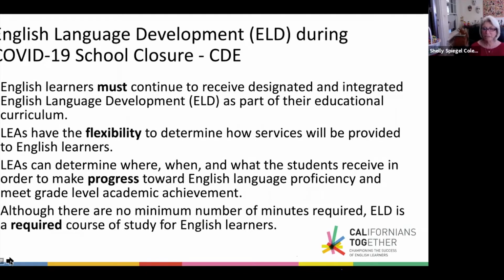This is the official position from the California Department of Education on the delivery of English language development during school closures. You can see that they are saying we must continue to have students receive designated and integrated English language development, but there is flexibility determined on how those services will be provided. Districts need to determine when and how the students are receiving the instruction and what kind of progress they're making. There is no requirement for the number of minutes, but there is a requirement that English language development be considered a course of study for English learners.